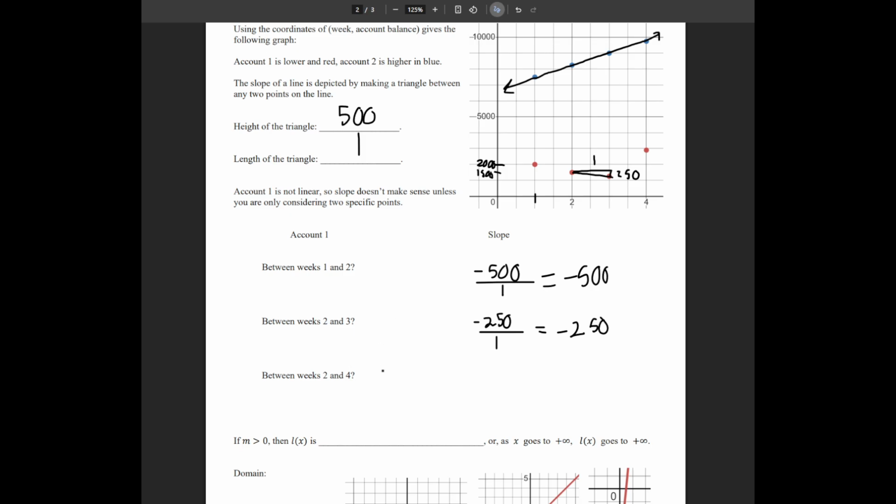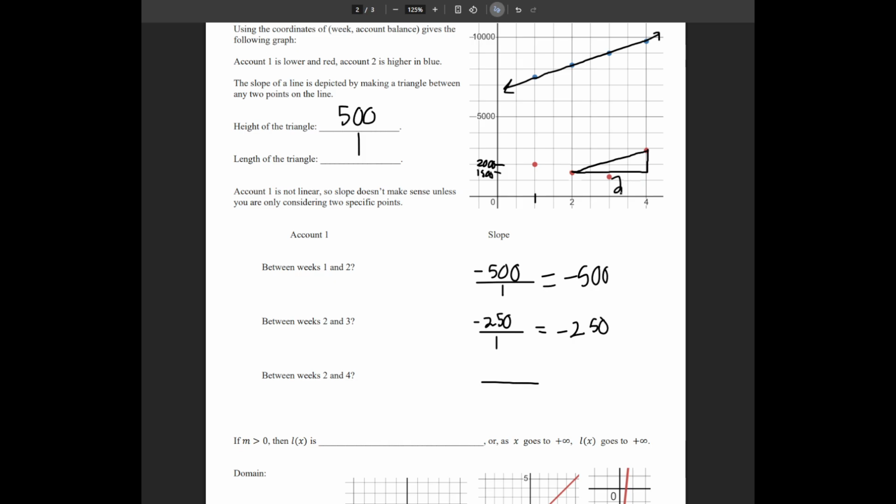Next up, we want to find the slope between weeks 2 and 4. So let's do that. We start out at week 2 and go up to week 4. This actually has a positive slope, so instead of having a negative number, we'll have a positive number here. Let's figure out how far we go to the right, how far we go up, so our length and our height.